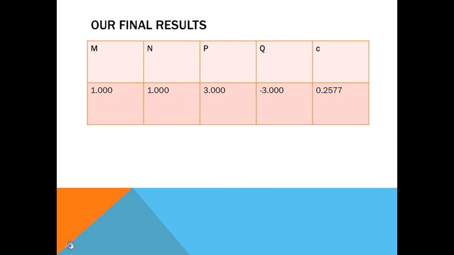This table represents our final results for the exponents received from our MATLAB program pertaining to each of the parameters, M relating to the material, N the width, P the thickness, and Q the length, along with C as our constant. For our M value, we got a value of 1.0. Our N value received the same 1.0. For our P value, we got 3.0, and for our Q value, we received negative 3.0, and our final C constant was 0.2577.